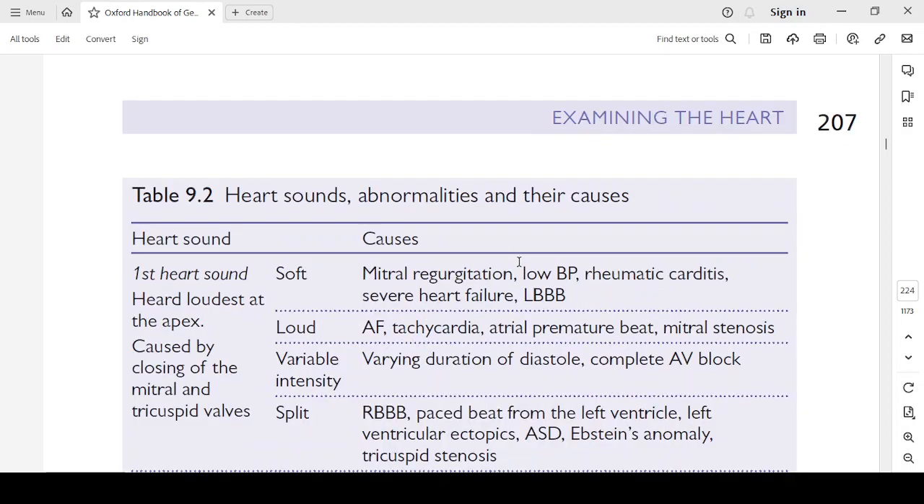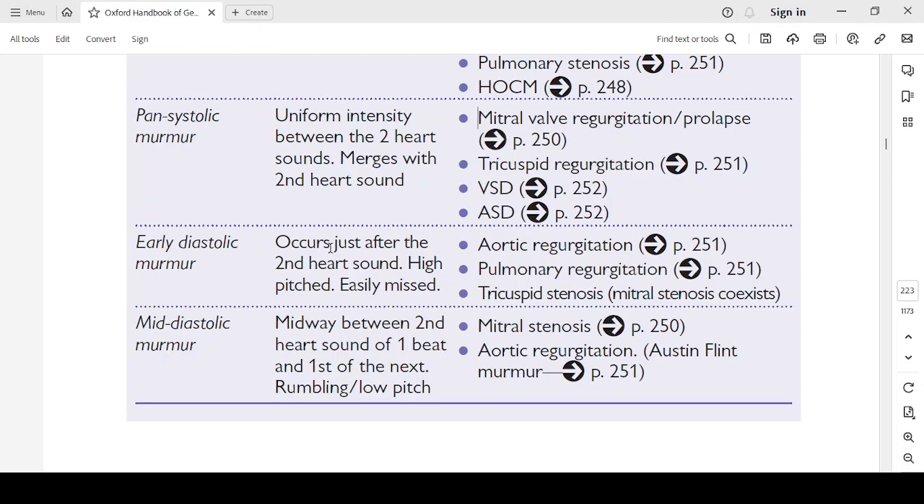Early diastolic murmur occurs just after the second heart sound, is high-pitched and easily missed, because of aortic regurgitation. So just now the aortic valves have closed, the pulmonary valves have closed, and then diastole is starting, and then the pressures drop in the ventricles, and suddenly the aortic and pulmonary valves leak. So aortic regurgitation, early diastolic murmur; pulmonary regurgitation, early diastolic murmur; and tricuspid stenosis.